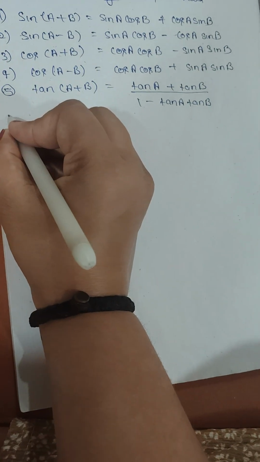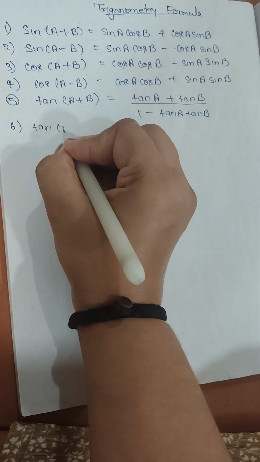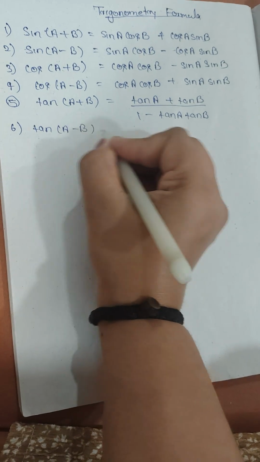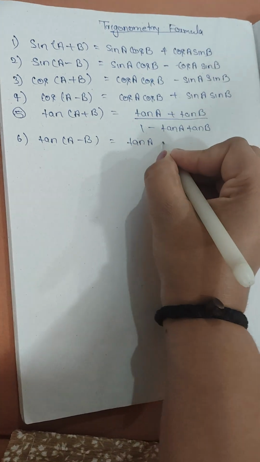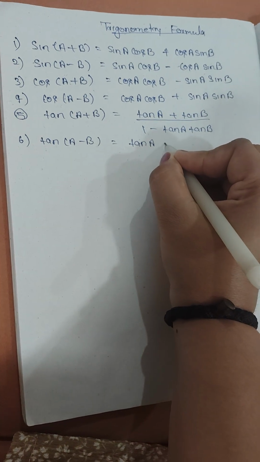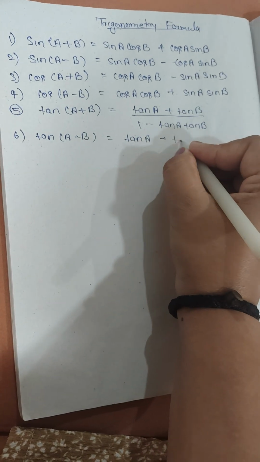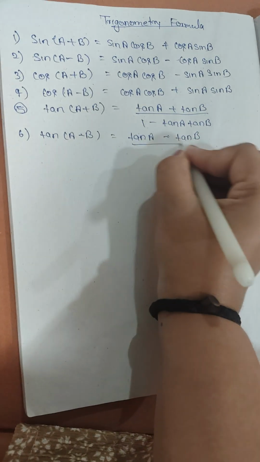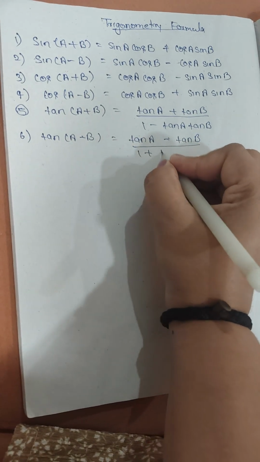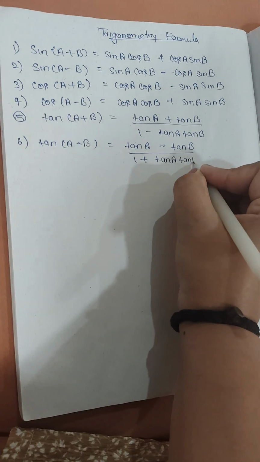Okay. Now another formula is tan(A−B). In tan(A−B), tan A, here it will be a minus sign, and here also will be a minus sign. Tan A minus tan B upon 1 plus tan A tan B.